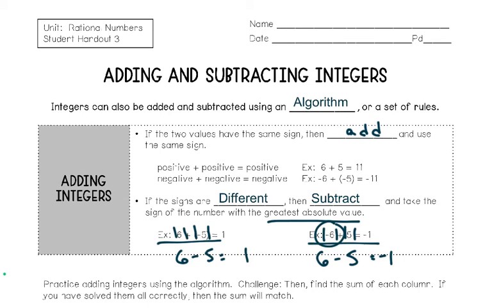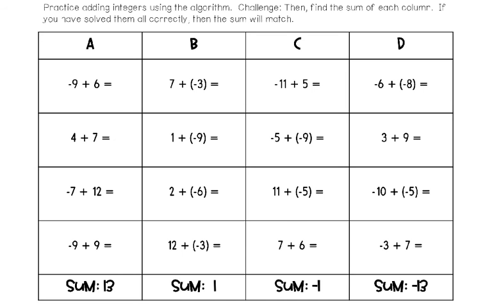So that's just one rule you can use to solve these. You can also think about it with a number line, with counters, or with a real world example. Now we're going to practice adding integers using the algorithm or the models that we looked at to start with. The challenge is to find the sum of each column.